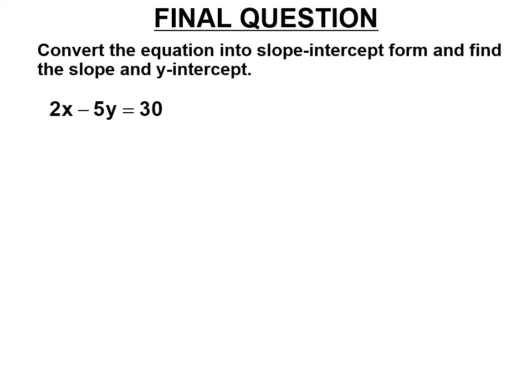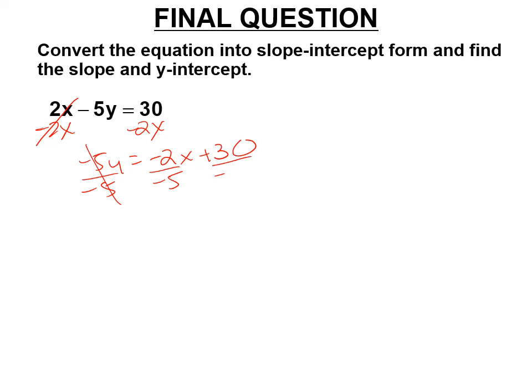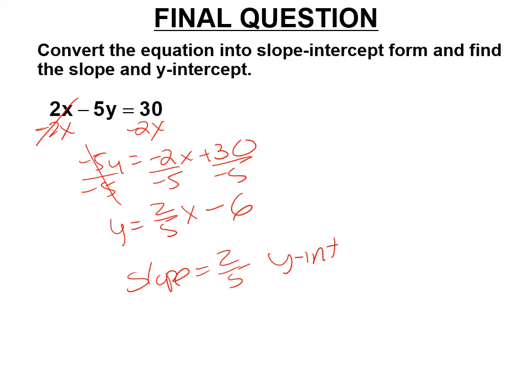All right. Convert the equation to slope-intercept form. So we're subtracting 2x from both sides. Negative 5y equals negative 2x plus 30. Divide both entire sides by negative 5. Two negatives make a positive. So negative 2 over negative 5 is positive 2/5. Those cancel out. That's why this one is here. So the slope is 2/5, and the y-intercept is 0, -6.